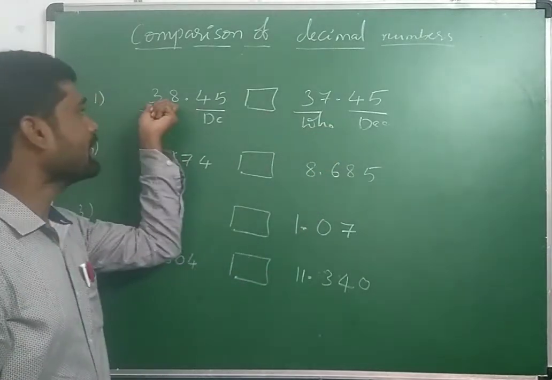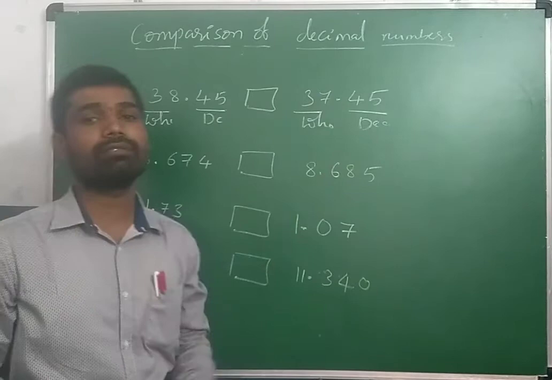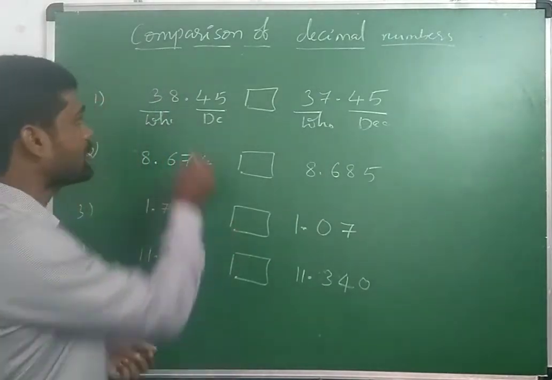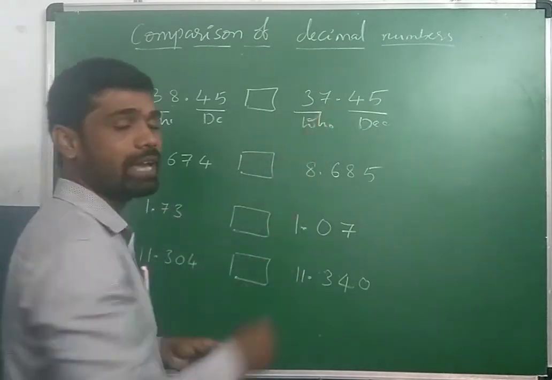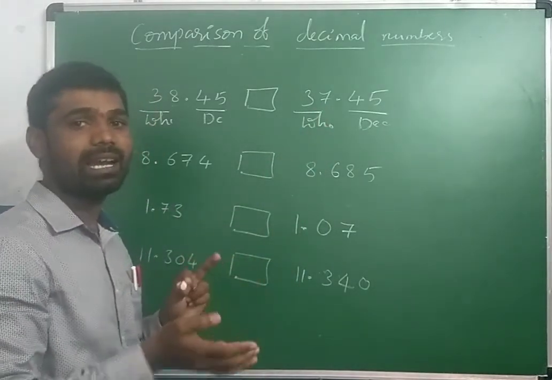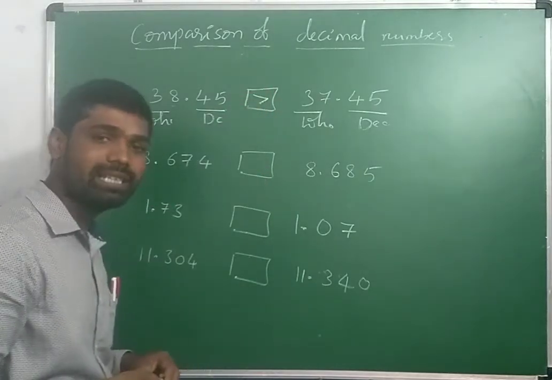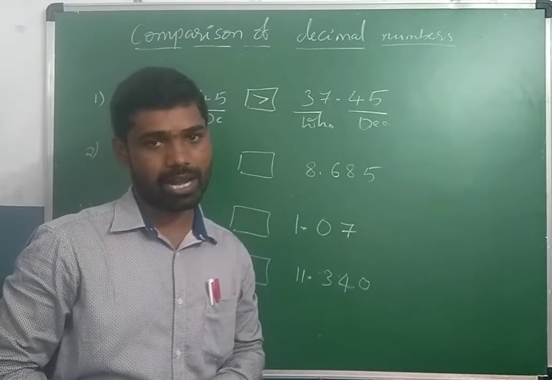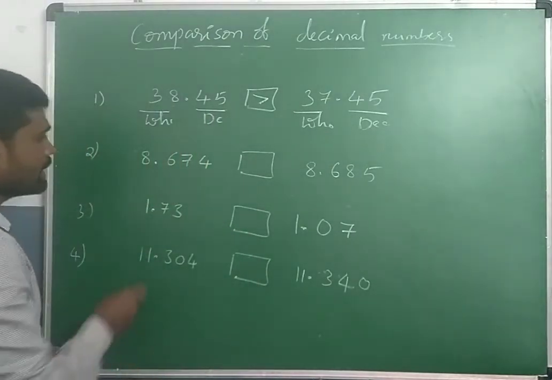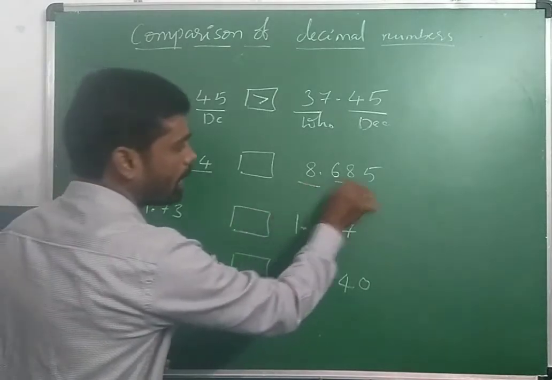So 38.45 is greater than 37.45, isn't it? In 38, what is the ones place? 8. Here, what do we have in the ones place? 7. Which is greater? 8 is greater. So 38.45 is greater than 37.45.